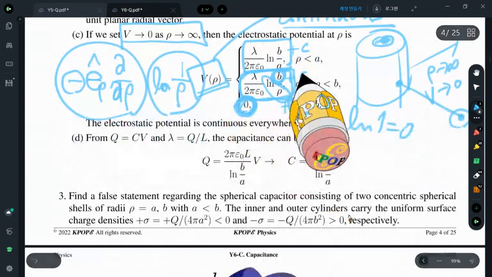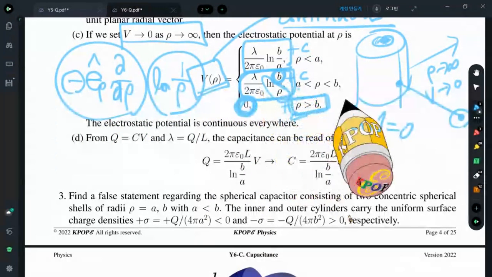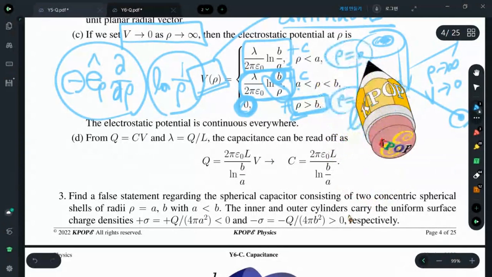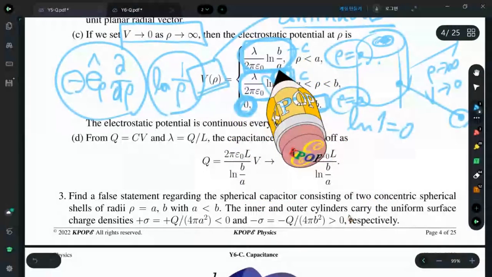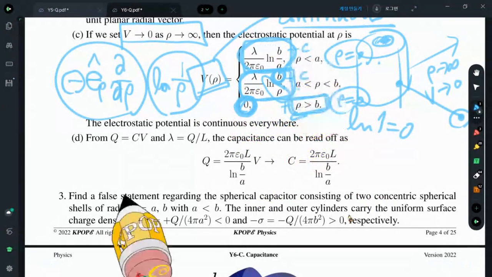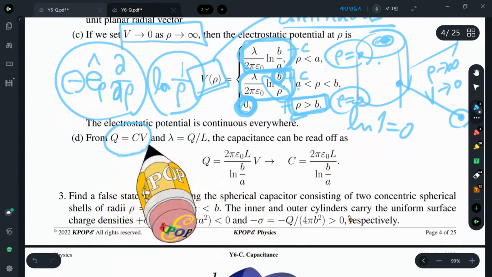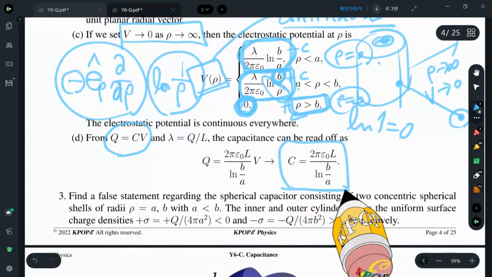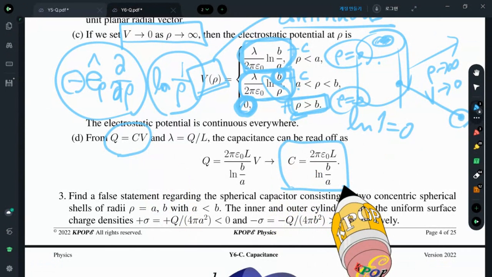Because of this, we can determine the potential difference between rho equals B and rho equals A. That difference is nothing but this amount. So using this, I can write it in the form Q equals CV, and Q equals CV states that the capacitance of this coaxial cable is like that.